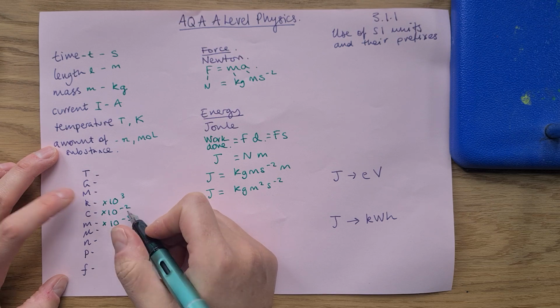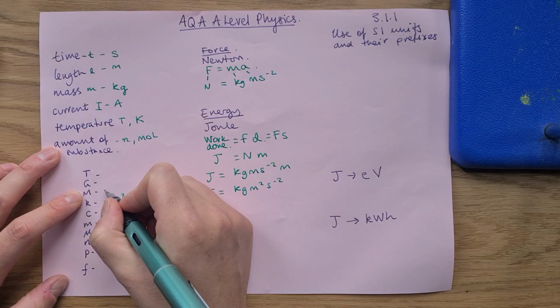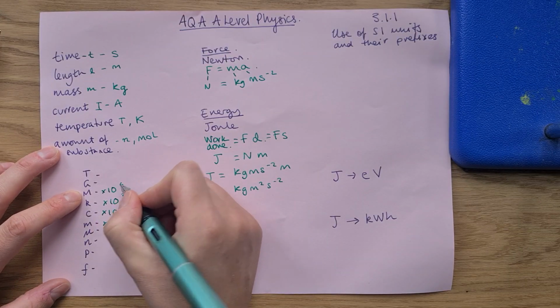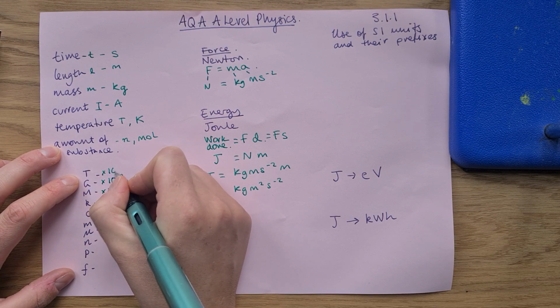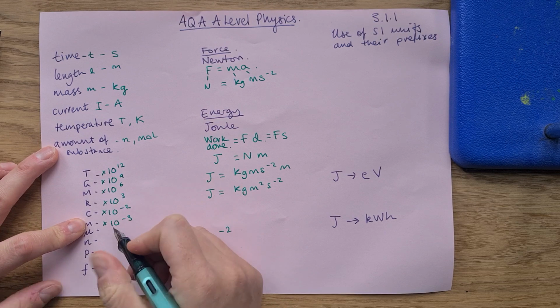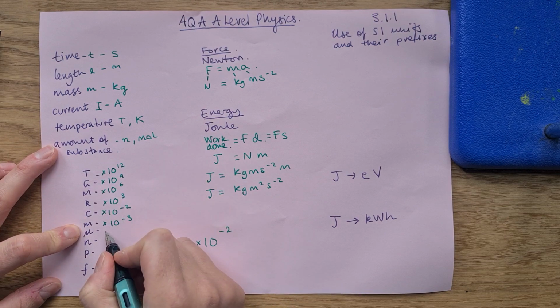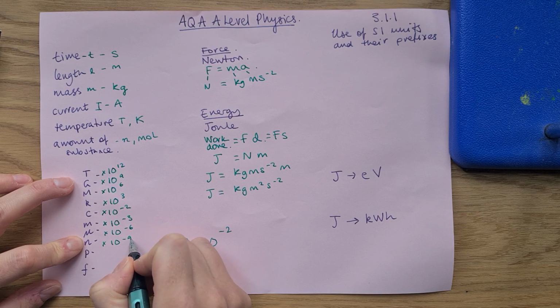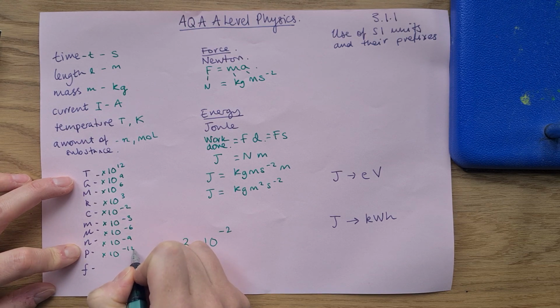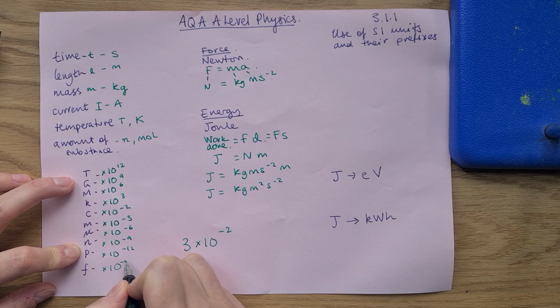Then once I've got those in place, they just kind of work their way up. So megameters is times 10 to the 6, gigameters would be times 10 to the 9, and terameters would be times 10 to the 12. And then getting smaller, we got times 10 to the minus 6 for micro, times 10 to the minus 9 for nano, times 10 to the minus 12 for pico, and times 10 to the minus 15 for femto.